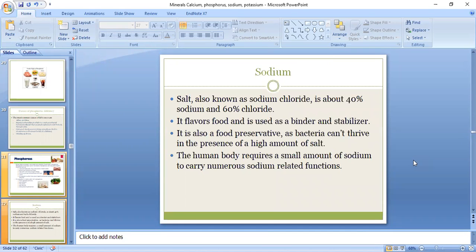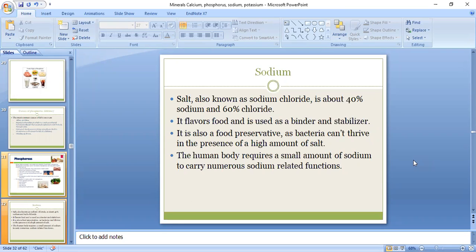So, we will discuss sodium. Salt, also known as sodium chloride, contains about 40% sodium and 60% chloride. It flavors food and it is used as a binder and stabilizer. It is also a food preservative, as bacteria cannot thrive in the presence of a high amount of salt.